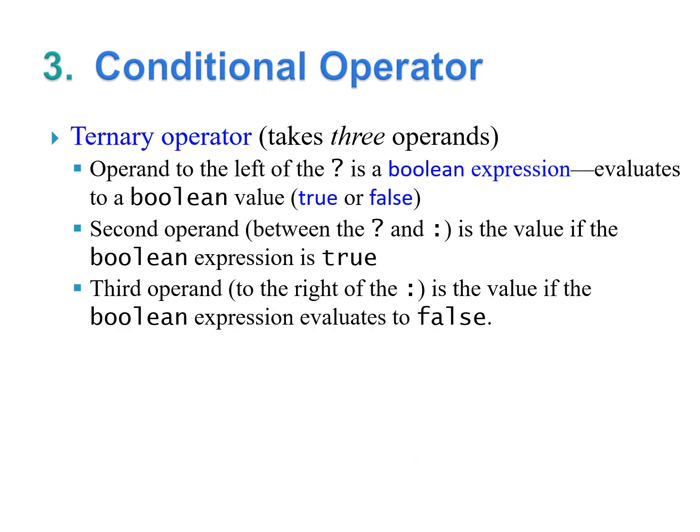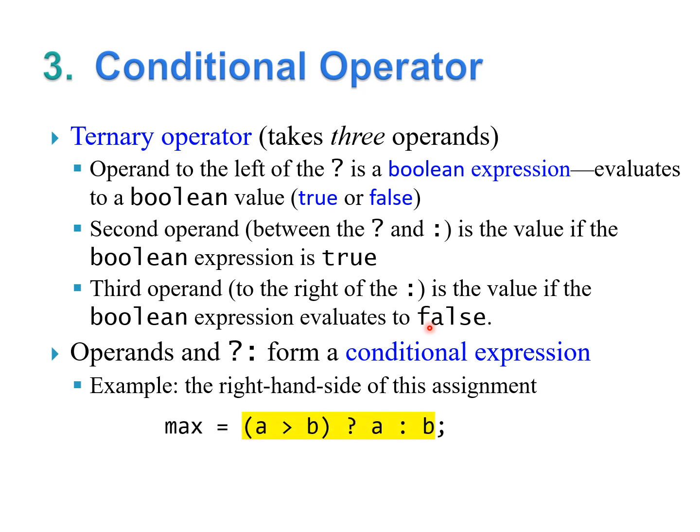The conditional operator is a ternary operator, meaning it takes three operands. The first operand, which is to the left of the question mark, is a Boolean expression, which evaluates to a Boolean value, true or false. The second operand, which is between the question mark and the colon, is the value that could be returned if the Boolean expression is true. And the third operand, which is to the right of the colon, is the value to be returned if the Boolean expression evaluates to false.